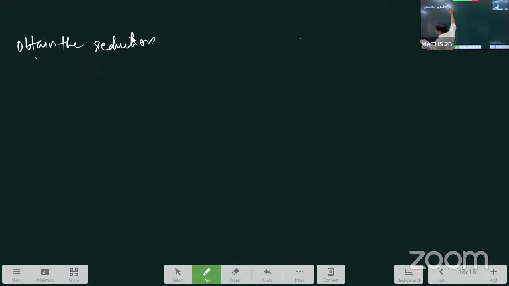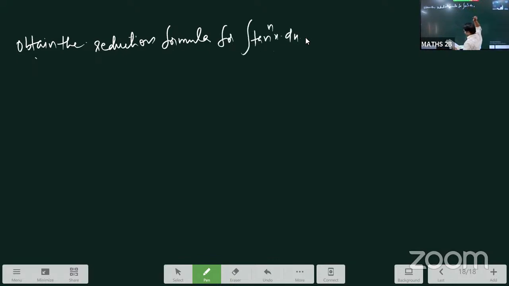Obtain the reduction formula for integration of tan power n x dx and evaluate integration of tan power 6x dx. Is it clear?